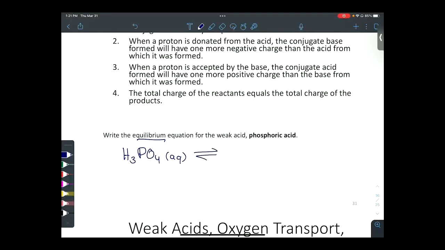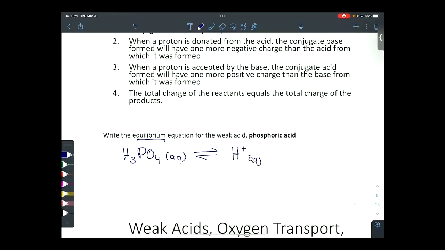There we go. All right. So we want to indicate that this phosphoric acid is acting like an acid. So it's going to lose just one H+. That's the key detail here. It doesn't lose all three at the same time. It just loses one. So we can write that one H+ right here, okay?